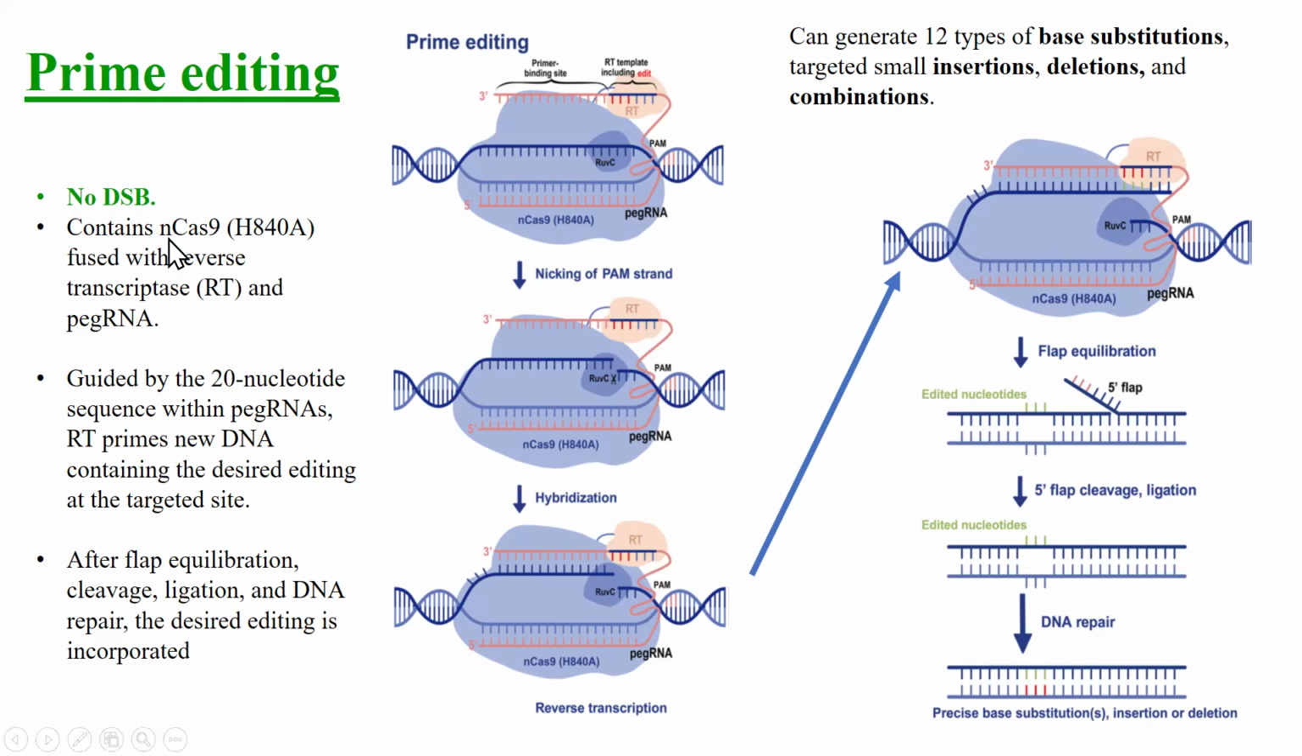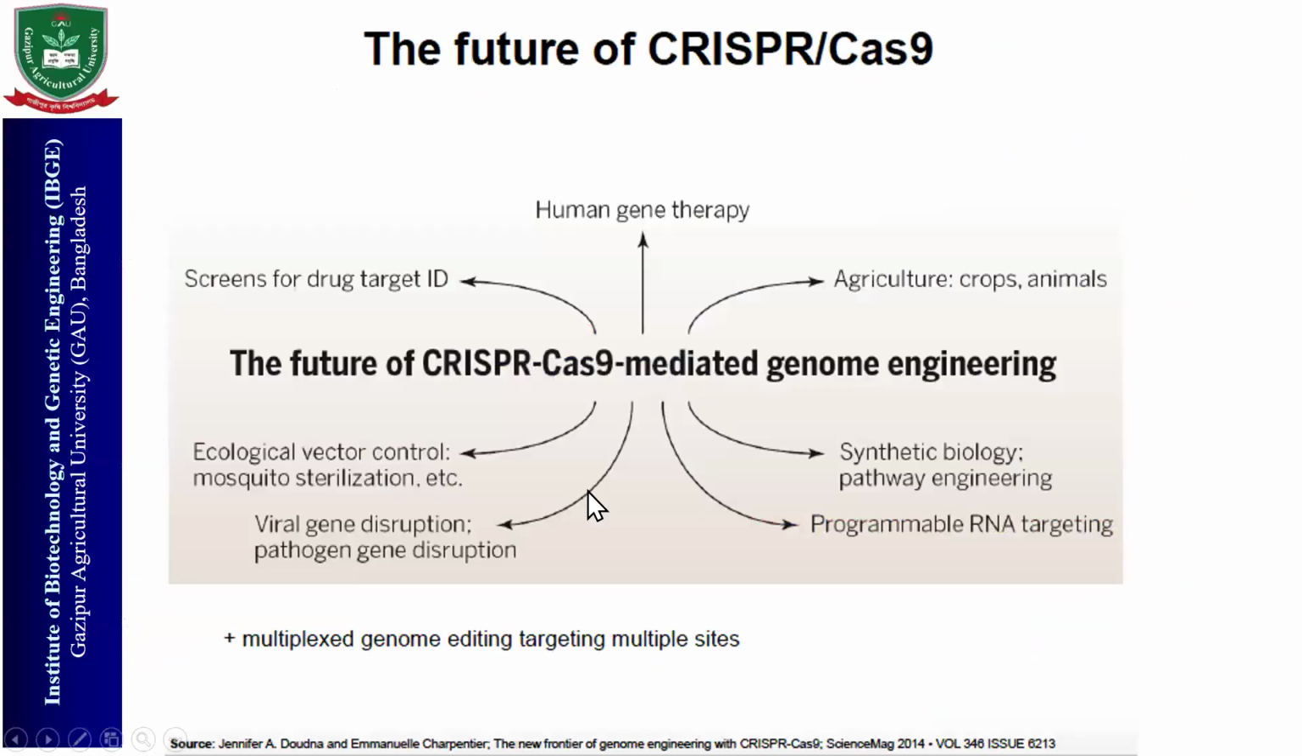It contains a Cas9 nickase, not only Cas9. People synthesize and structurally change this type of protein and fuse it with reverse transcriptase and prime editing guide RNA. This is the complex, and around 20 nucleotides within the prime editing guide RNA, together with other primers, direct the editing.